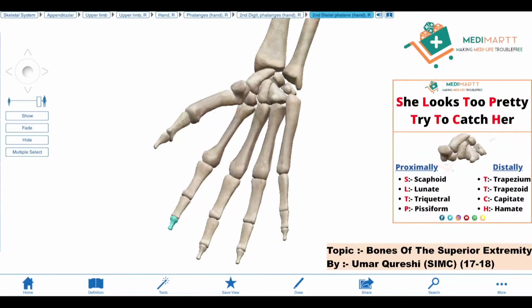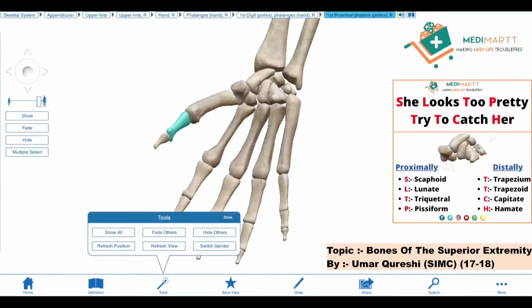So every finger, like the index finger, then the middle finger, then the ring finger and the small finger, all these 4 fingers consist of 3 phalanges. But the thumb consists of only 2 phalanges. This thing you have to remember, that the thumb only consists of 2 phalanges. Okay, so today we will end our session over here.